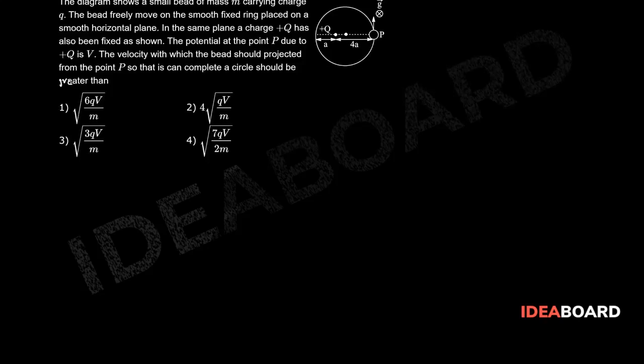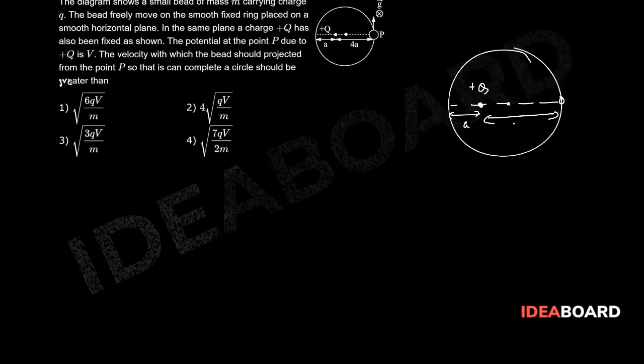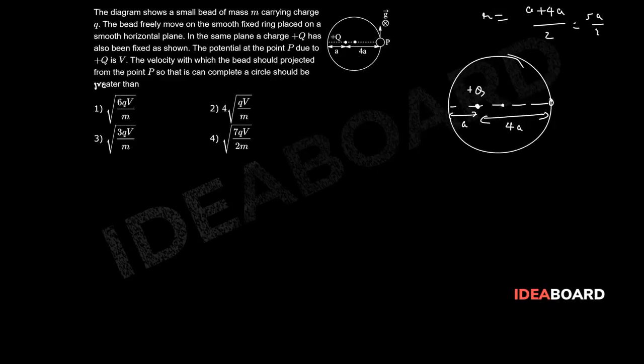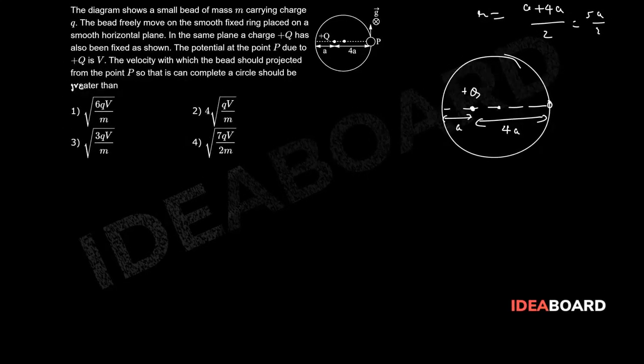So suppose I redraw the diagram, this is the situation. Here is our bead and this is the center of this circle, and there is another charge which is +q. This distance is provided as a and this distance is 4a. So we can find the radius of this circle will be (a + 4a)/2, so this is 5a/2, which is diameter by 2, and this is our bead, right?